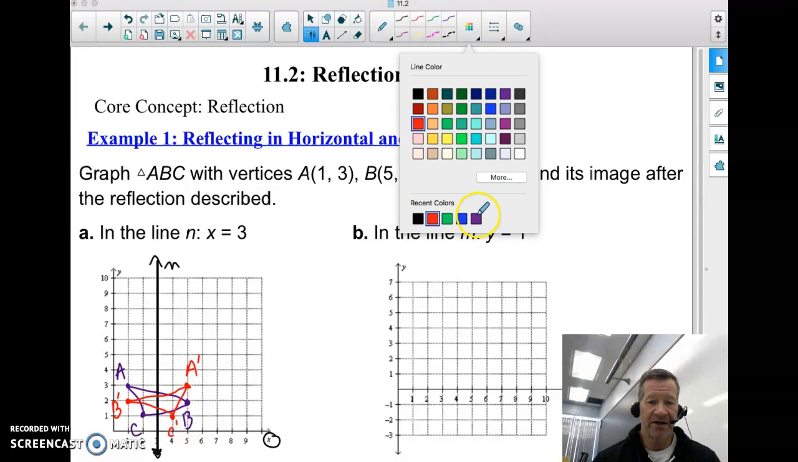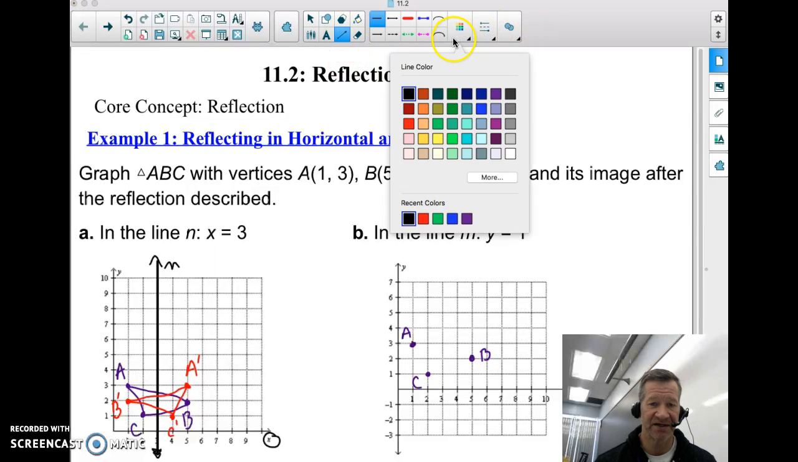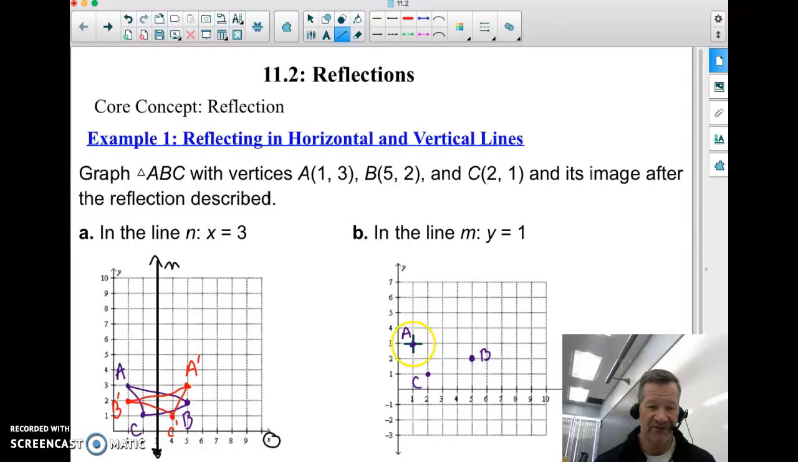Now in the second one, let's reflect in y equals 1. So let's redraw A, B, and C. A is at 1, 3 again. There's point A. Point B was at 5, 2, we recall. And C was at 2, 1. Like I said, I'm not going to mess around this time. Let's make this figure. Okay, good enough. So from A to C, and then from C to B, and then from A to B. That looks a little bit better, doesn't it?